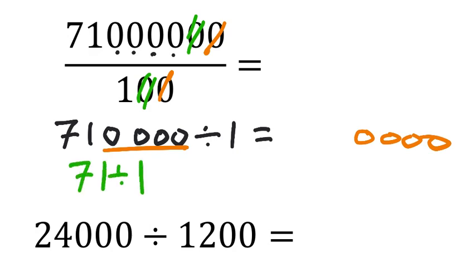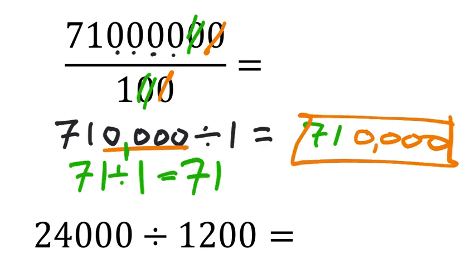Well, it's the same thing. Anything divided by 1 is itself. So 71 divided by 1 is 71. So I tack the 71 onto those zeros, and it still makes 710,000. See how that's divided by 1? It gives us the same thing back. So our final quotient here is 710,000.